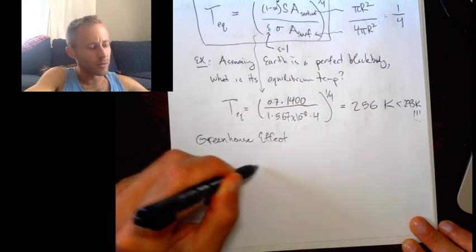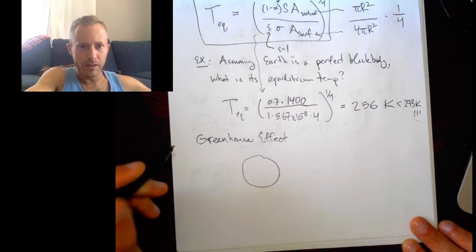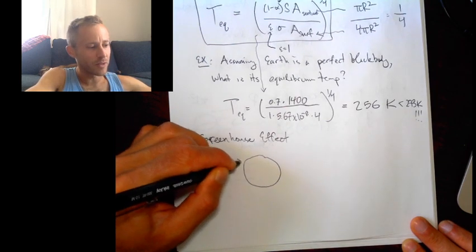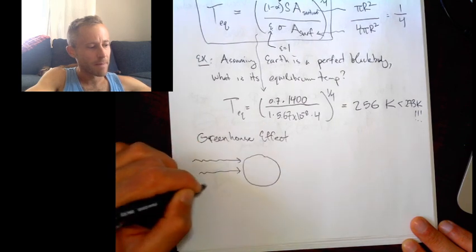And so basically what's happening is, here's the Earth. The Earth is receiving energy from the sun.